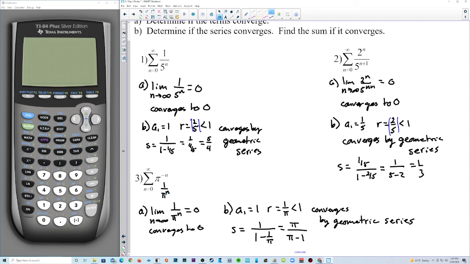This is 1 over pi to the n. So the limit is 0. The terms converge to 0. A sub 1 is 1. And the absolute value of 1 over pi is less than 1. So the sum is pi over pi minus 1. This converges by geometric series.